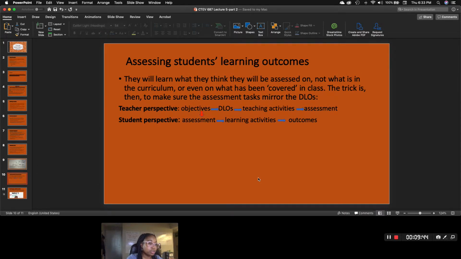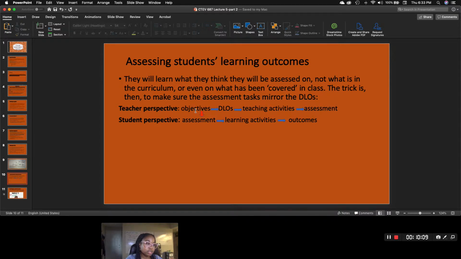Okay, so this kind of wraps up things. I'm really glad I'm ending on time for this lecture, but assessing students' learning outcomes. So this is the way it works. Remember that they will learn what they think they will be assessed on, not what is in the curriculum or even what has been covered in class. The trick is then to make sure the assessment tasks mirror the desired learning outcomes.